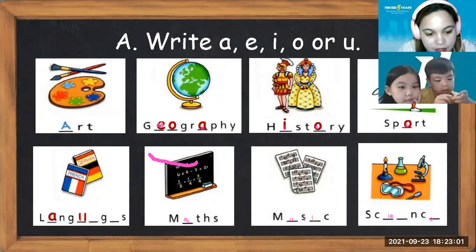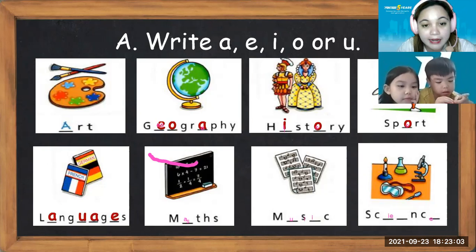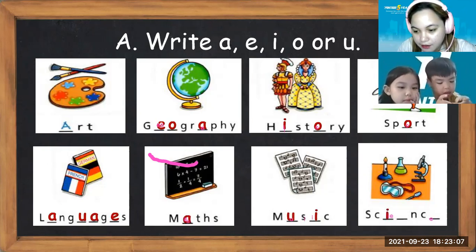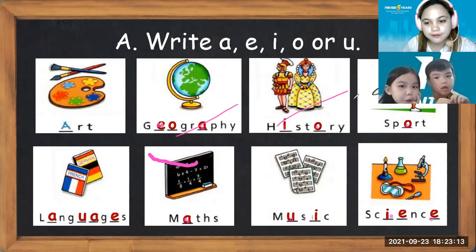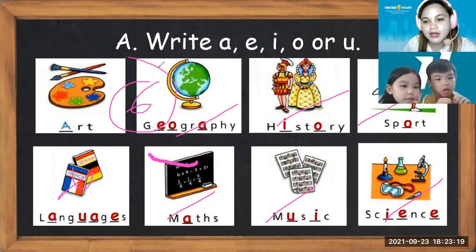Oh, this is languages, Huang. Look at it. That is the spelling of languages. Next one is math, music, correct, and science is correct. Also, very good. Okay, 6 points for you, Huang. Good job.